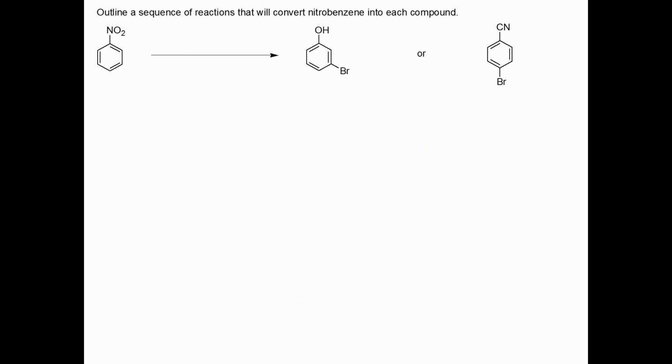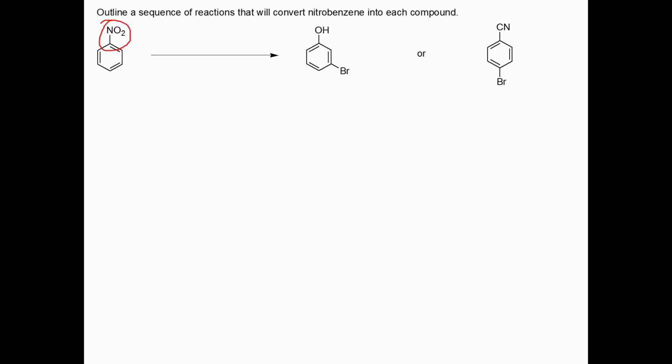Okay, let's do a couple of synthesis problems. Outline a sequence of reactions that will convert nitrobenzene into each of these compounds. Okay, and we know that we're going to have to use the diazonium chemistry, right? Because the nitro group isn't there anymore. And we know the diazonium chemistry is the only thing that really transforms it to something else other than an NH2 group.